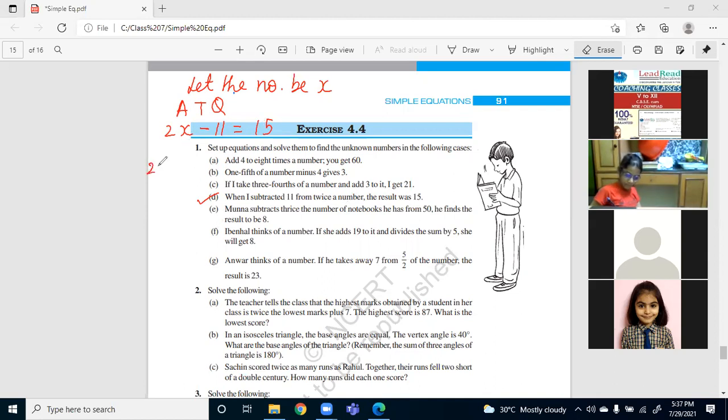Now when you send minus 11 to other side, it will be plus 11, so 2x is equal to 26. Then when you send 2 to another side, it will be in division, so you should get x is equal to 13. Okay, please try E part yourself.